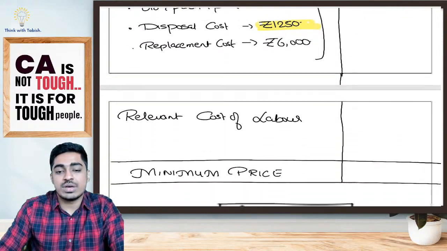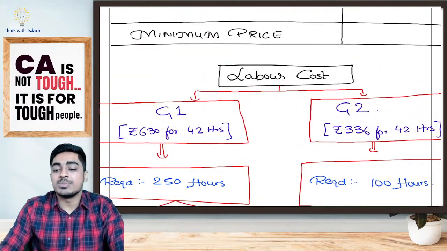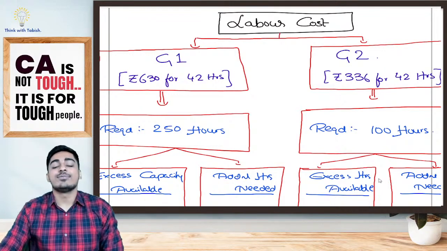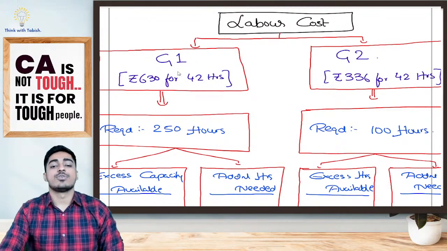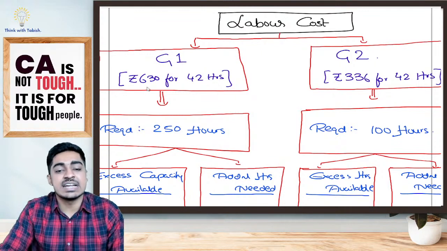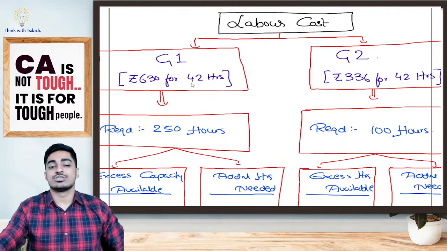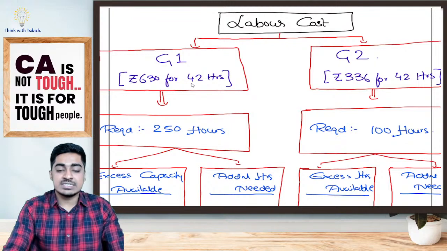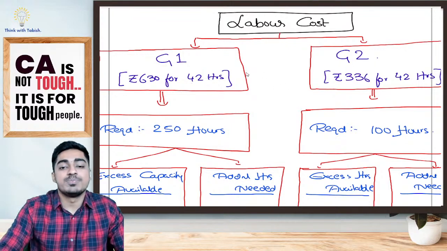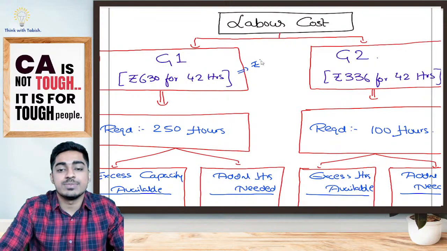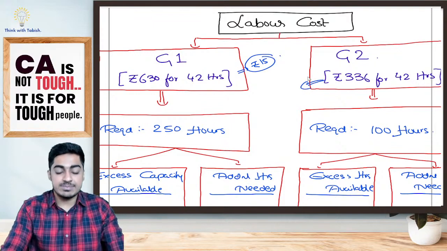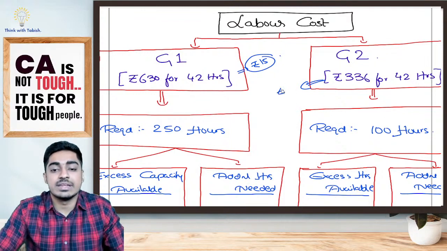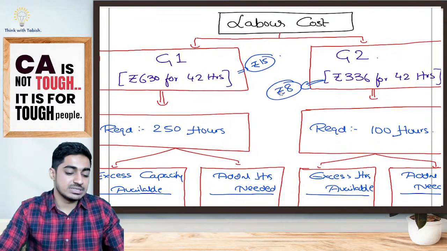Next, we also have the labor cost. About labor cost, what has the question told us? We have two different employees, G1 and G2. For G1 employees, we are paying 630 rupees for 42 hours. So how much are we paying hourly? 630 is for 42 hours, so per hour we are paying 15 rupees. For G2 employees, we are paying 336 for 42 hours. So per hour, we are paying them 8 rupees.